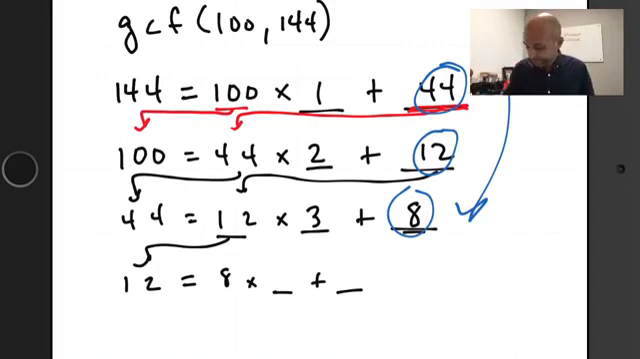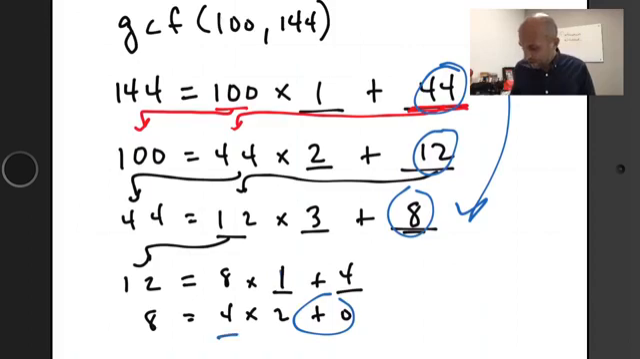12 is equal to 8 times 1 plus 4. And then you think, okay, cool. I get my plus 0 that I want. This is my GCF, and I'm done. So even though I had to do it multiple times, I still got there. And it's a lot of fun to do, I think. So, okay, let's do another.